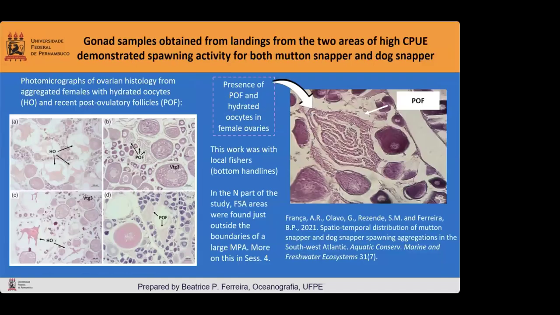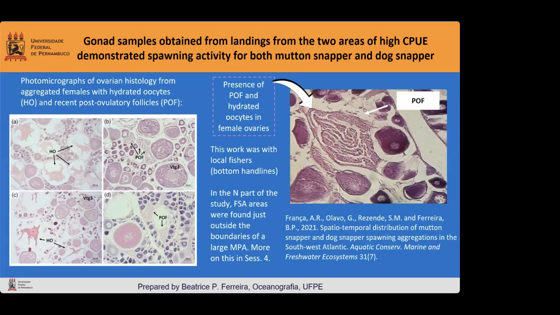They've done a lot of gonad histology, and these photomicrographs show the presence, especially on the right, of post-ovulatory follicles and hydrated oocytes in female ovaries. This work was with local fishers who used bottom hand lines and involved FK. The citation is on the bottom right and I highly suggest taking a look at this and other work that's happening in Brazil on a variety of spawning aggregations of lutjanids and serranids, groupers.